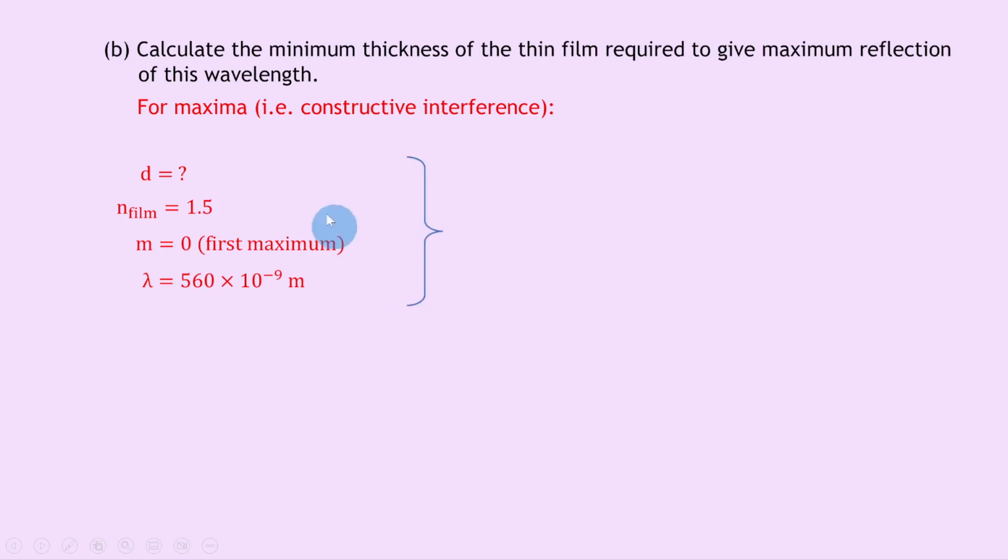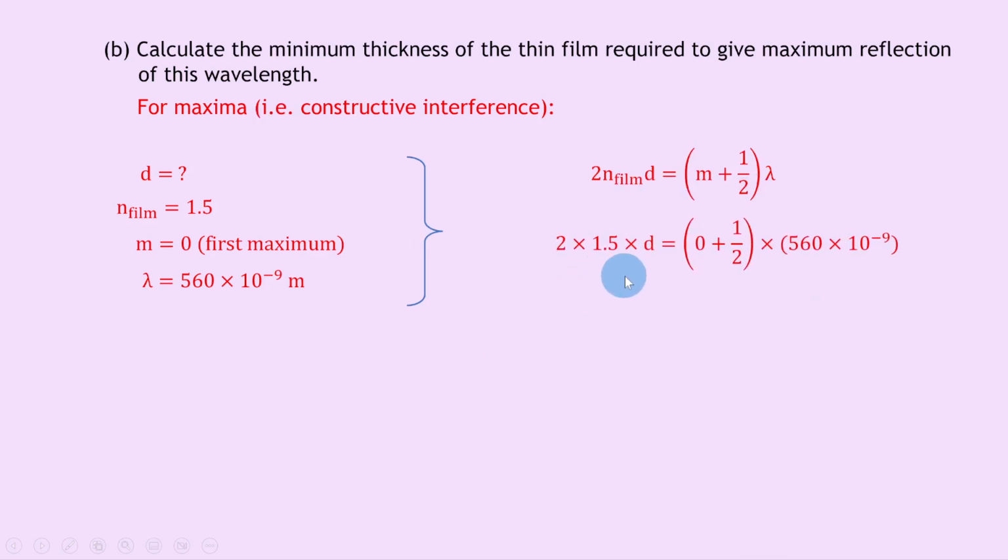So writing down our equation for maxima for thin films, we have 2n film D equals m plus a half lambda. Substituting in the numbers, we have 2 times 1.5 times d is equal to 0 plus a half times 560 times 10 to the minus 9. Then doing the right hand side in your calculator divided by the 2 times 1.5 should give you a value for d of 9.3 times 10 to the minus 8 meters.